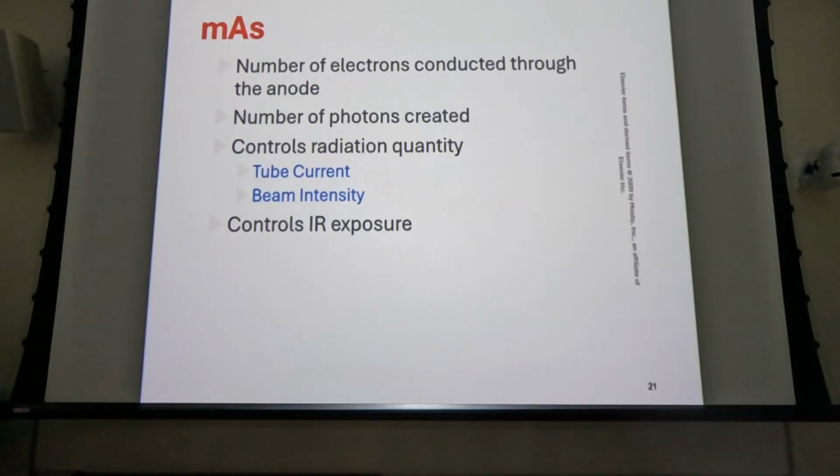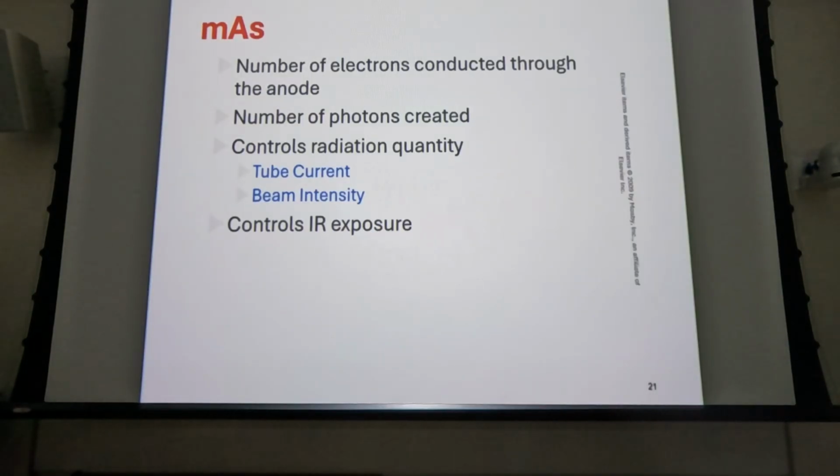So mAs then becomes the number of electrons that travel from the cathode to the anode, which directly impacts the number of photons we create. It controls radiation quantity, tube current, and beam intensity. It controls image receptor exposure, what we use to control image receptor exposure. So remember, you can use kVp, but that's not our primary control.